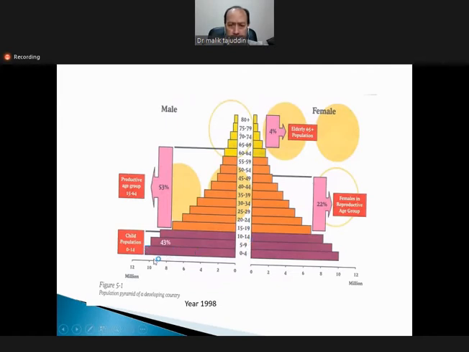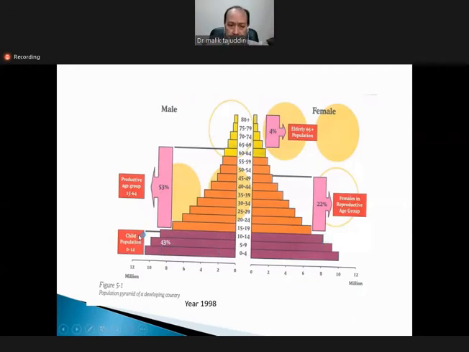And you can see that almost the age distribution is similar, with slightly increased males. And here 10 million females, and here near about 11 million males. So you can see the sex composition of this country: the sex ratio is 51 to 49%, meaning if there are 51 males, there are 49 females.